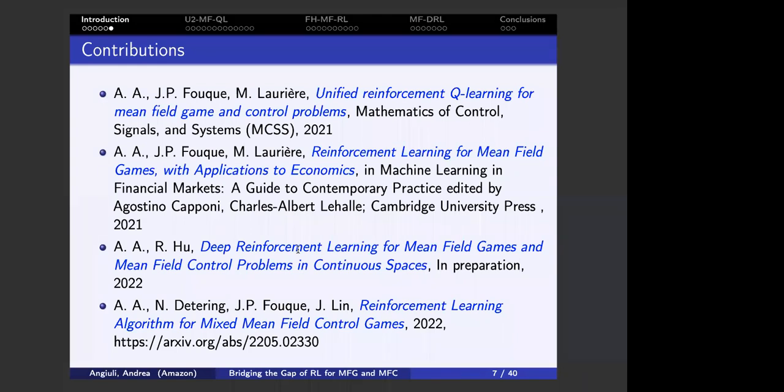Now, we started by applying this method to infinite horizon problems. Later on, we extended it to finite horizon problems with interaction through the joint distribution of the states and the actions, so extending mean field problems. We also have some examples from finance. Then we are also working on extending this approach to solve problems in continuous spaces through a deep reinforcement learning algorithm. And we also use the same Q-learning algorithm to solve what we call mixed mean field control games, which is a competition across groups of cooperative agents.